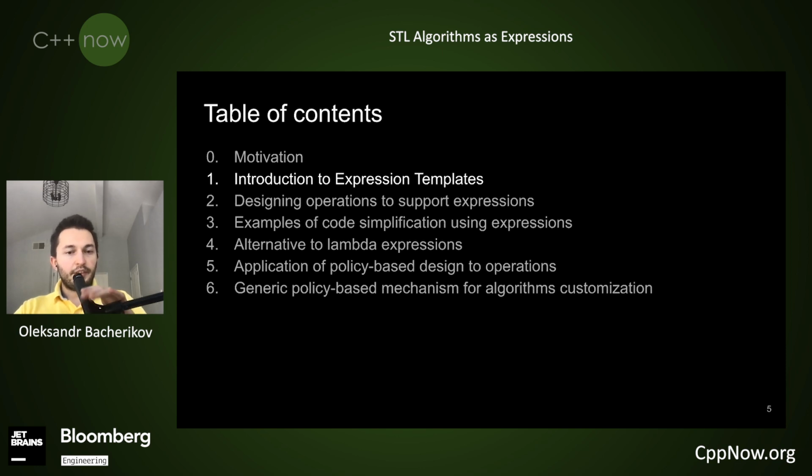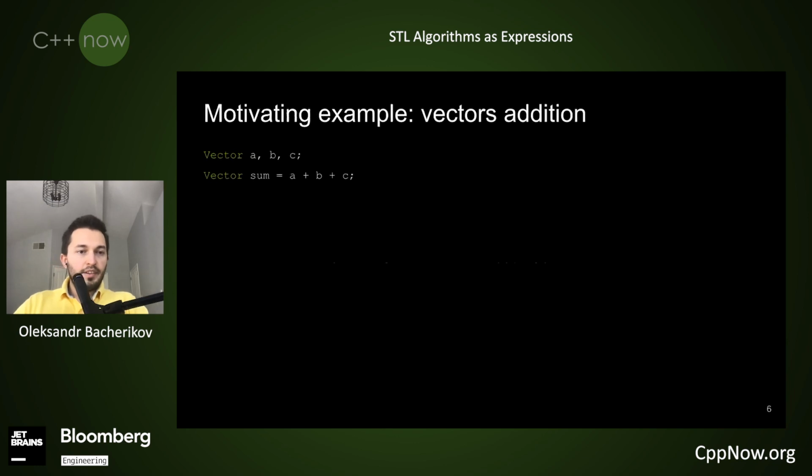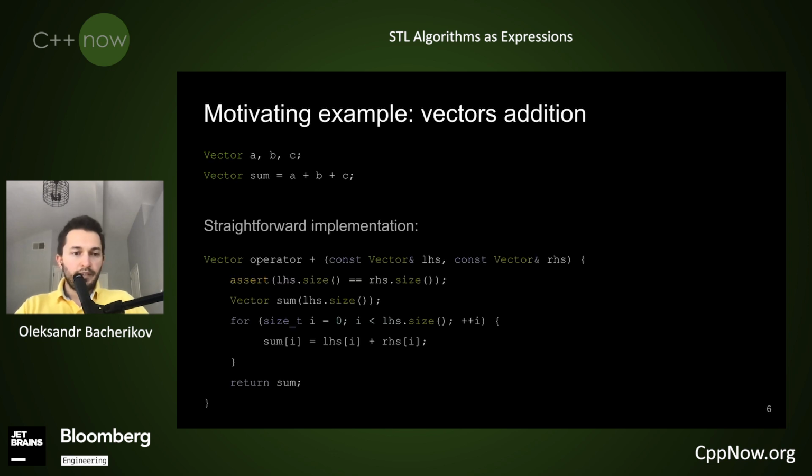So I'll start with a mandatory introduction to expression templates. And as a motivating example, we can use vector addition where we have 3 vectors and we compute their sum. In a straightforward implementation, we would have operator plus that would take 2 vectors and return a new vector with the elements equal to the sum of the elements.